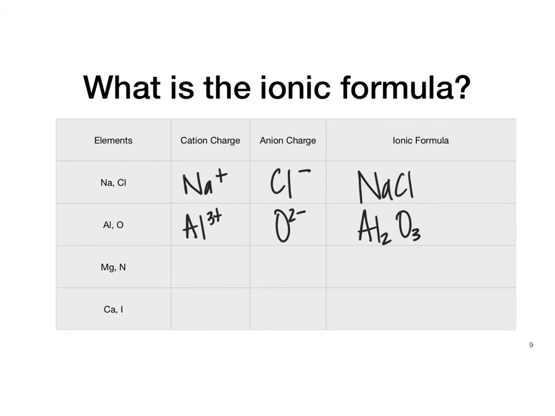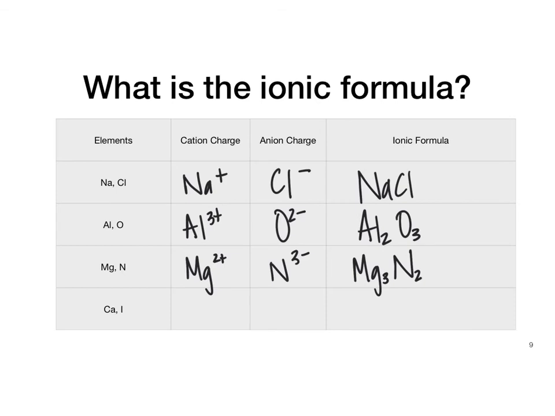So let's look at magnesium and nitrogen. Mg2+, and nitrogen is a 3-. Okay, so this is somewhat similar to what we see at the top in the row before, except now there will be 3 magnesiums and 2 nitrogens. So the more of these examples you do, the easier it will be.